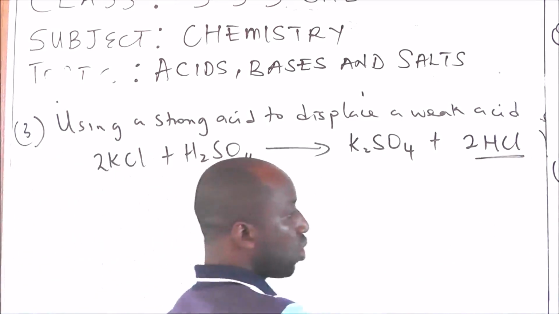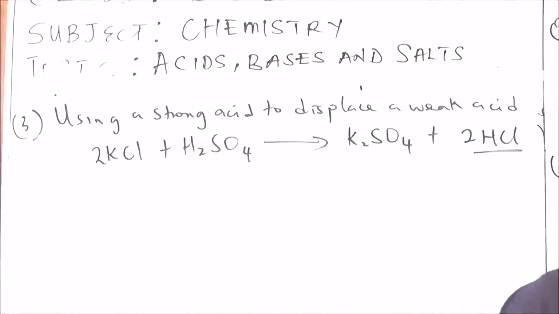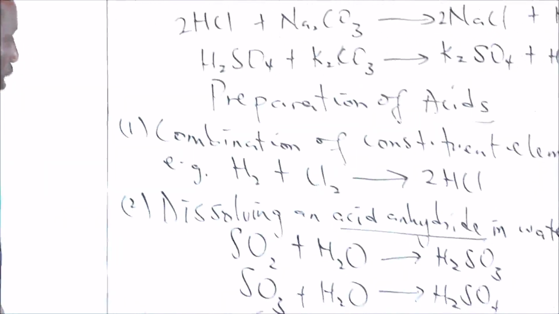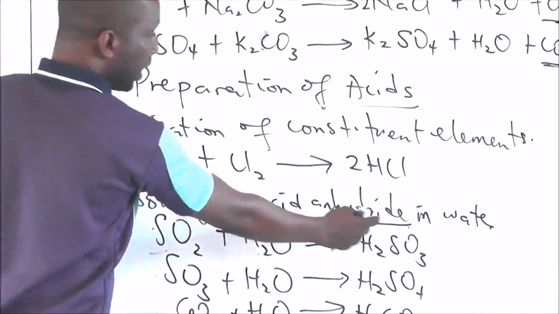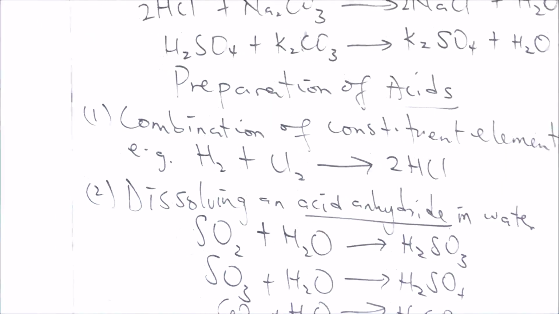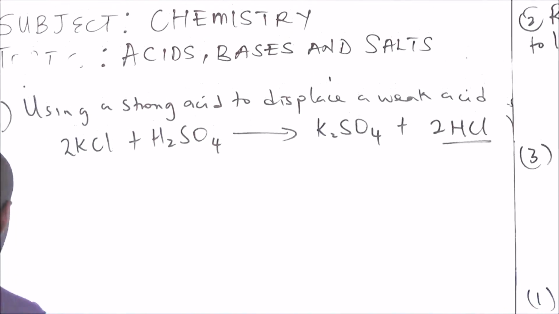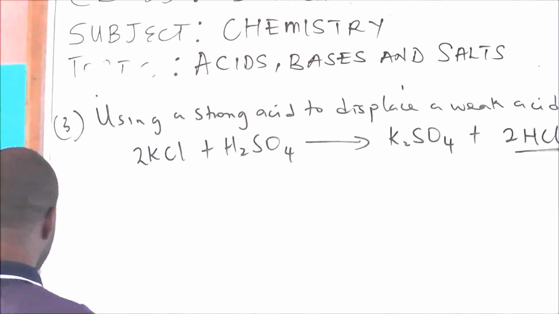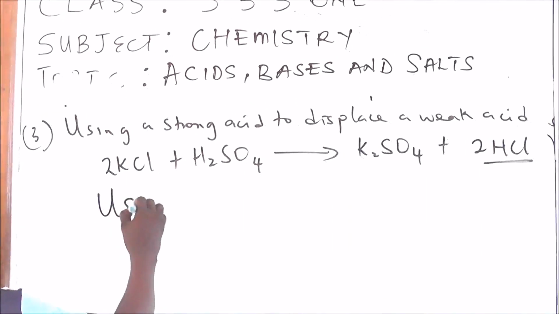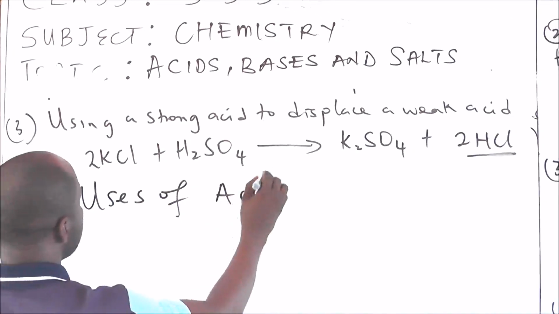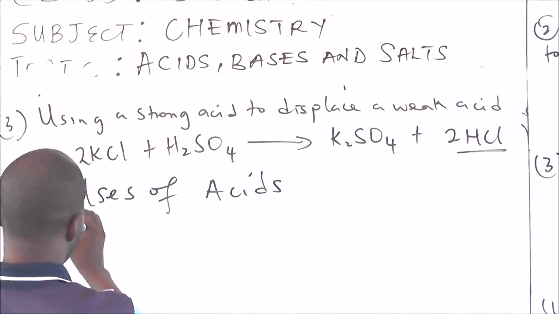So these are the methods of preparing acid in the laboratory. Number 1, combination of constituent elements. Number 2, dissolving an acid anhydride in water. And the third one, using a strong acid to displace a weak acid. Now, finally, what are the uses of acid?